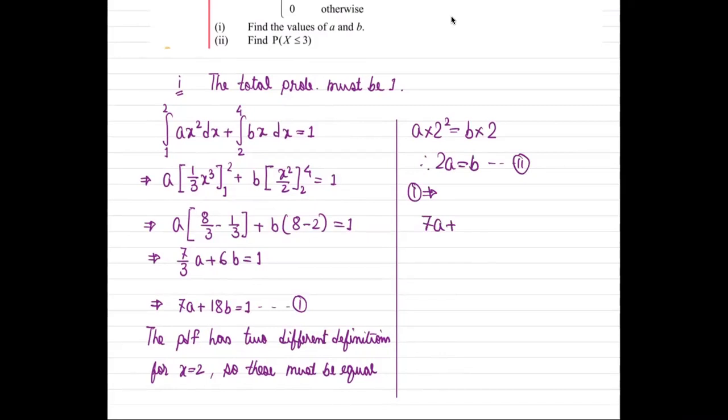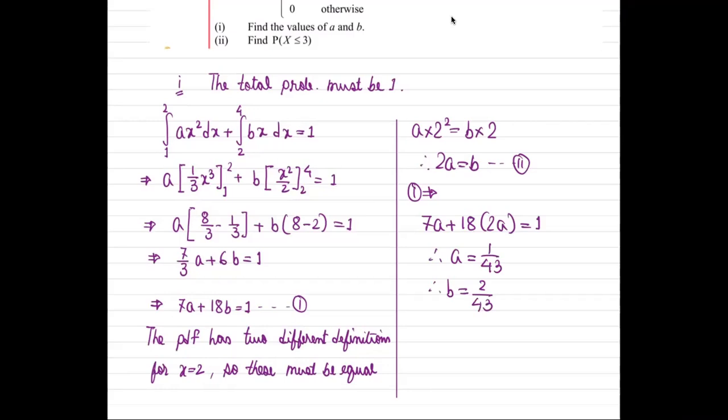7a plus 18 into 2a is equal to 1. That means a is equal to 1 by 43. So b should be equal to 2a, that means 2 by 43. So these are the values of a and b. I hope you have understood this, guys.